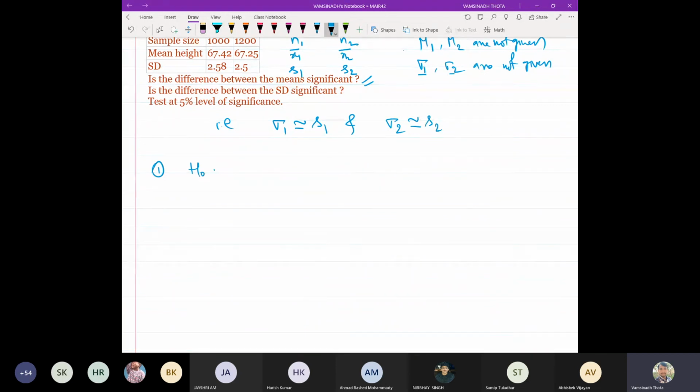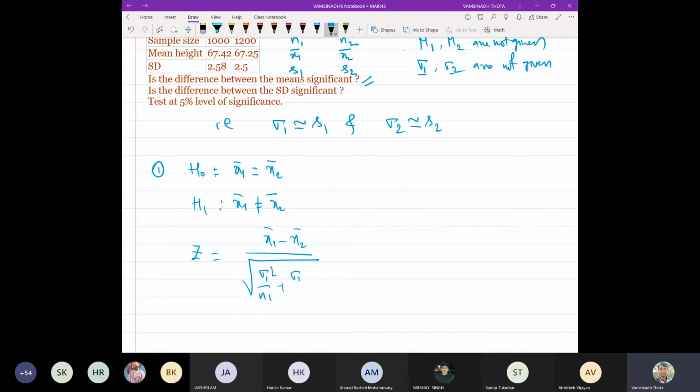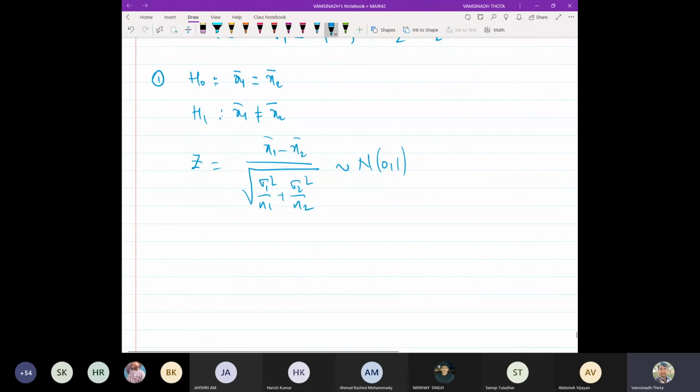So H0 is x1 bar is the same as x2 bar. H1: there is a significant difference between the sample means. The test statistic is the difference between the sample means upon the standard error of the difference between the sample means, that is, the square root of sigma 1 square upon n1 plus sigma 2 square upon n2. By the central limit theorem, this follows the standard normal distribution.